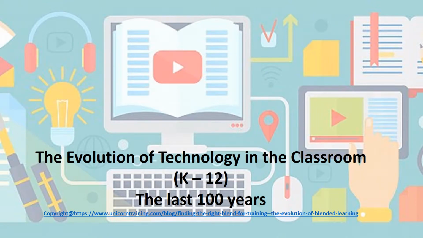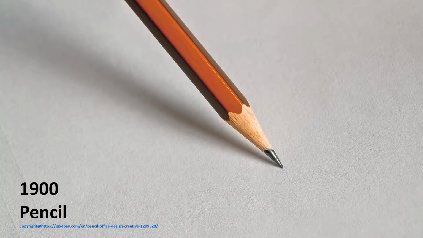Hello, for this activity I have chosen to focus on the evolution of technology in the K-12 classroom over the last 100 years. In the 1900s, as paper and pencils began to be mass-produced, pencils made their way into the classroom and eventually replaced the slate.